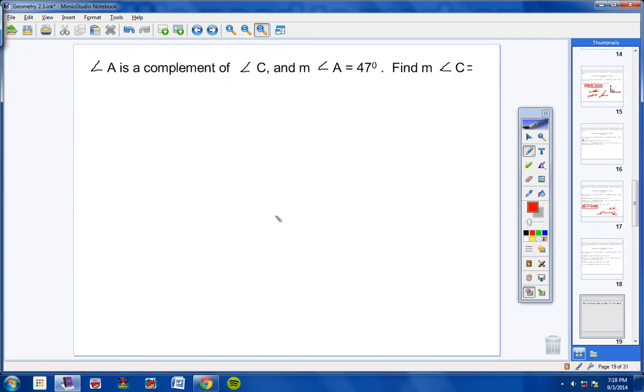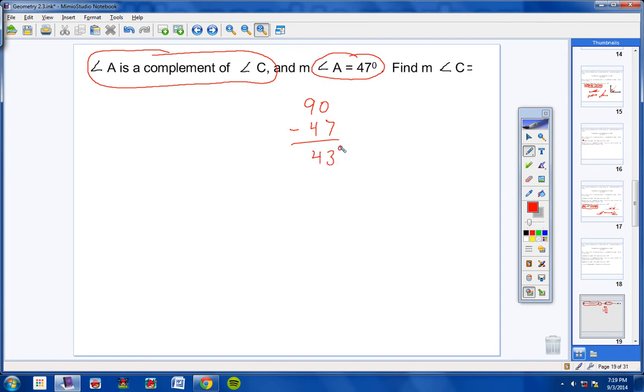Here we go. Okay, A is a complement of C, okay? And the measure of angle A is 47 degrees. Find the measure of angle C. Well, students, this is pretty simple. Notice this comment right here. Angle A is the complement of angle C. In other words, another way to say this is angles A and C are complementary. That means they're going to add up to 90 degrees. So if I know one angle is 47, then I simply take 90 minus 47, and I'm left with 43 degrees. So the measure of angle C has to be 43 degrees.